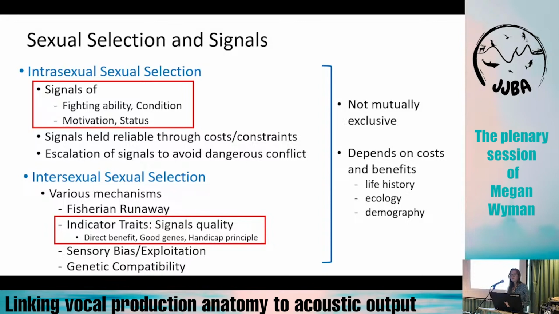So I'm going to explore how selection can act upon vocal anatomy and its resultant acoustic signals. Although many of these mechanisms and drivers can influence vocal anatomy, I'm going to primarily focus on these, which are signals of male fighting ability or condition, and indicator traits, where signals are giving information about the quality of an individual.